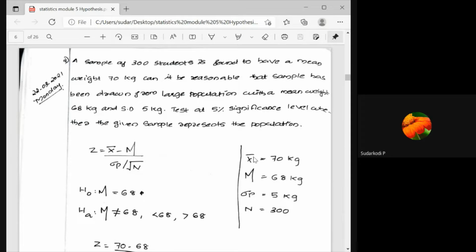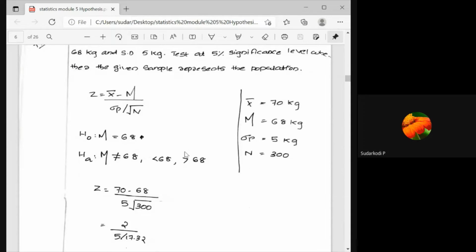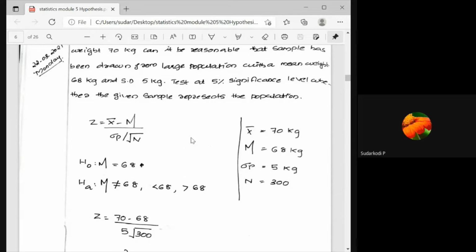Okay, so first you have to note down all the data which is given in the question. Then you can write the formula and check whether it is applicable, whether we can do the z-test or not. So in this question, we have all the data, and if you check with the formula, we can apply z-test. Okay, and it's the same way.